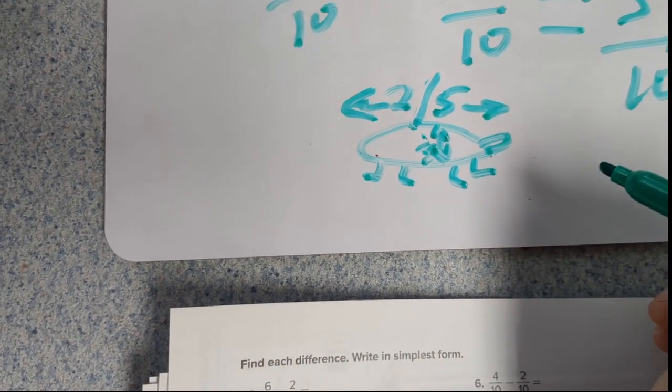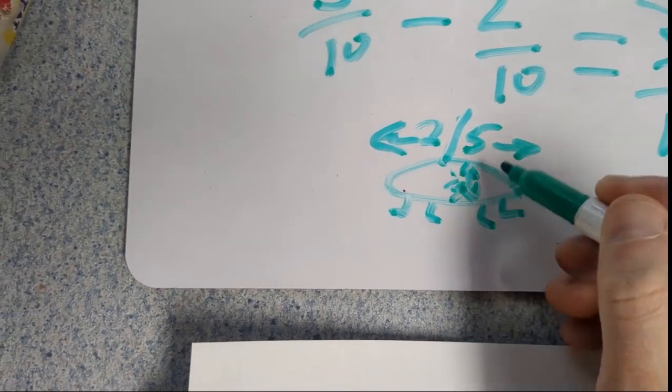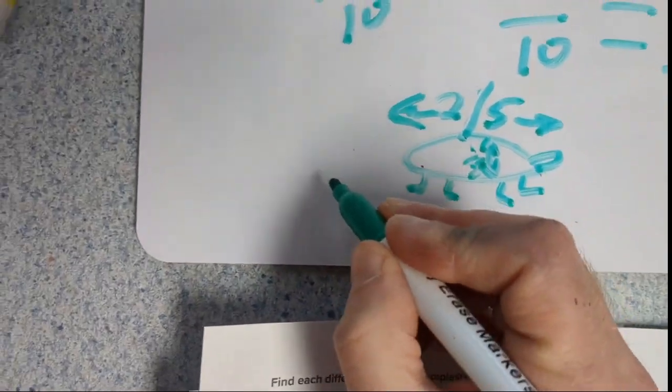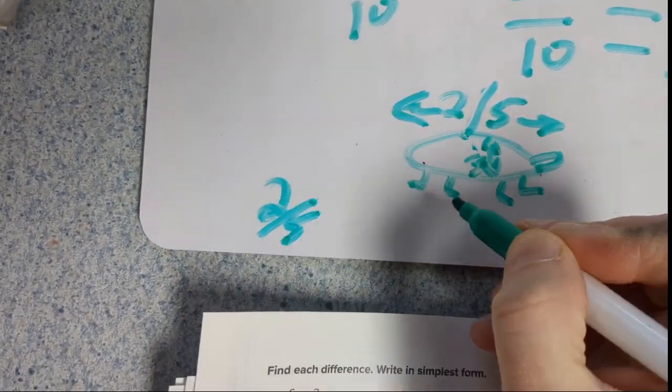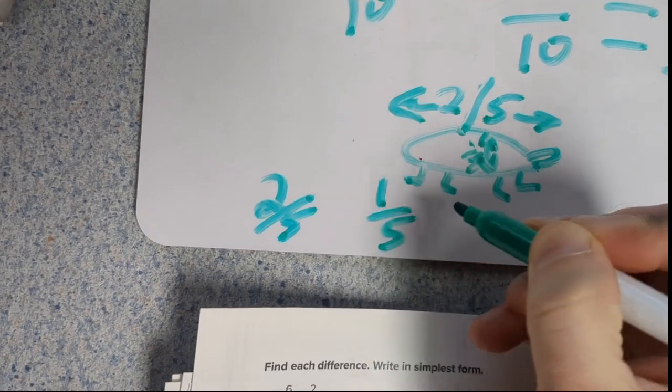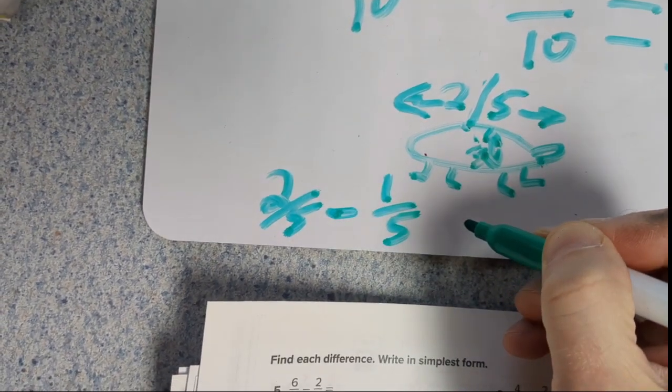And so to find out how much greater its length is than its width, we need to find the difference between 2/5 and 1/5. And if you remember, difference is a subtraction, right? So find the difference between these two numbers. You would just subtract, right?